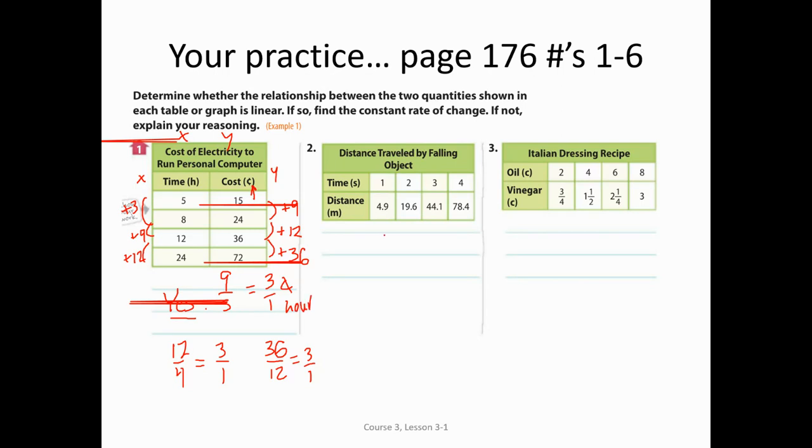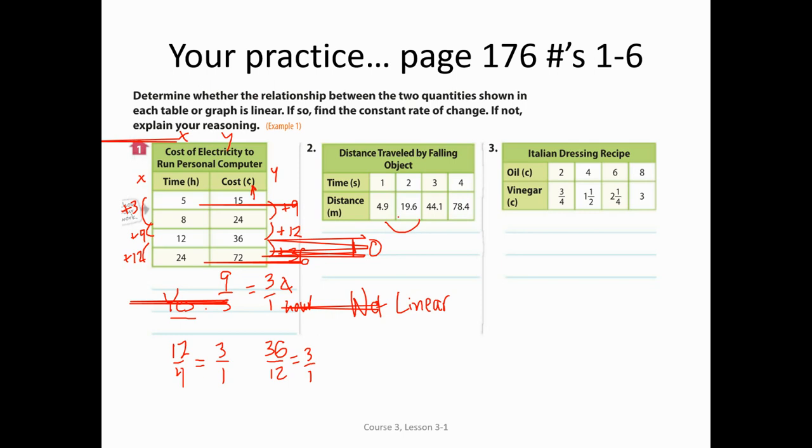Okay, how about problem 2? Is this a linear relationship? You should have chosen no. No, it's not. Wow, that got really streaky. No, this is not linear. Not linear. And the reason why is we've got a changing rate of change.